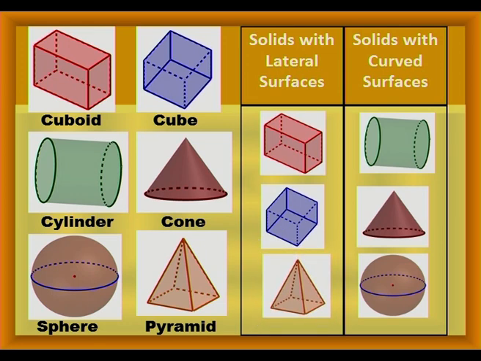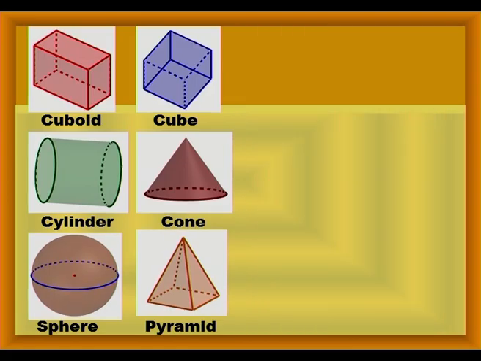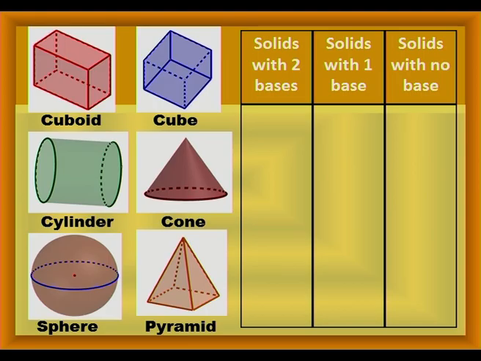Now, we can categorize the same solids in one more way. We are considering them as the solids with two bases, solids with one base and solids with no base. Why is there a need to go for this further classification? Because we are talking about lateral surface area and total surface area. For lateral surface area, if we include the base areas, that will become total surface area, and if the base areas are excluded, that is lateral surface area. For that, we should know how many bases will be there for each solid.